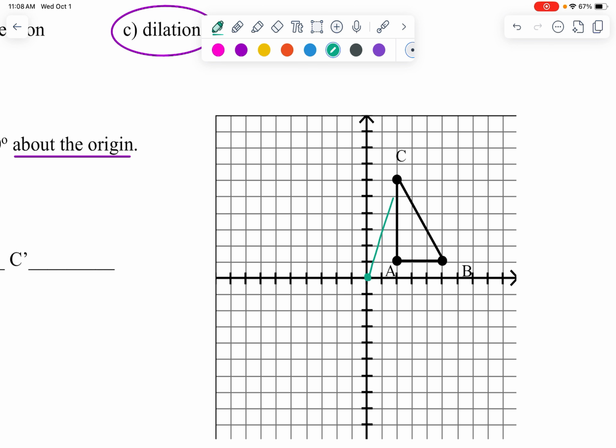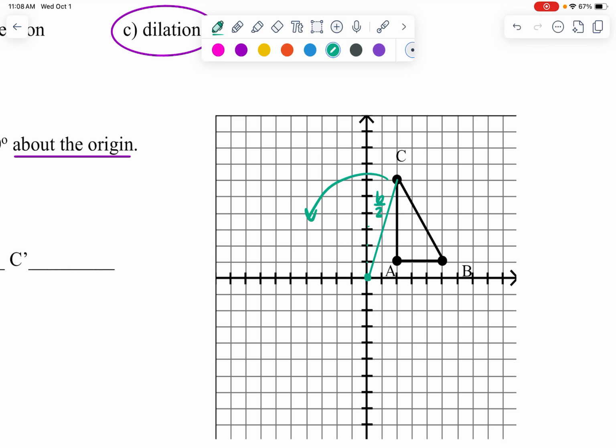So I'm going to do point C, which means I'm going to draw a segment from the origin to C, and I'm going to analyze that slope. So I'm going 1, 2, 3, 4, 5, 6. I'm going up 6 over 2. Okay, so he has a slope of 6 halves. Now I know that that's 3, but I'm not going to reduce it. All right, so 6 halves is the slope from the origin to C.